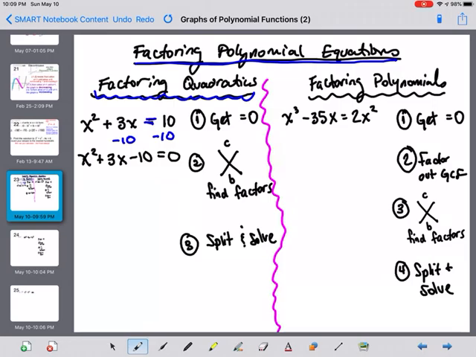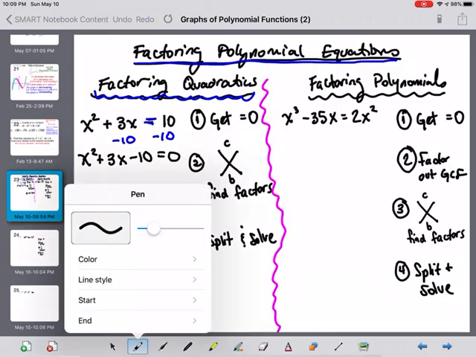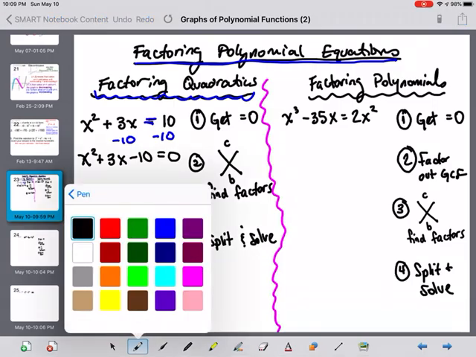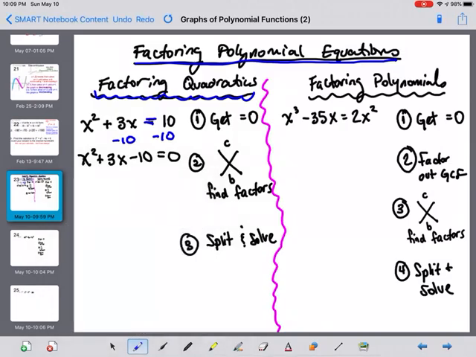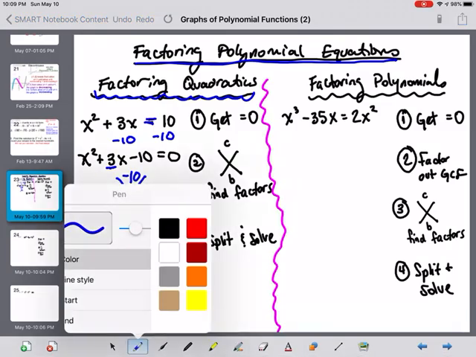I put it in the standard form, which means highest exponent down to the lowest, or the constant at the end. Next, I'm going to set up my diamond. We can do a times c, but a is 1 here, times c is negative 10. So that's really just negative 10. And the b goes in the bottom, 3. And you're finding the two numbers that multiply to negative 10 and add up to 3.